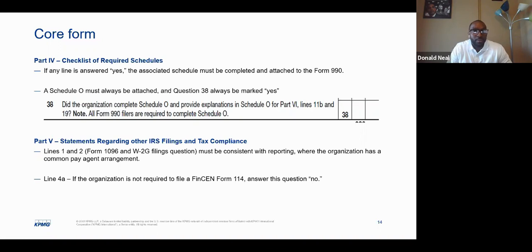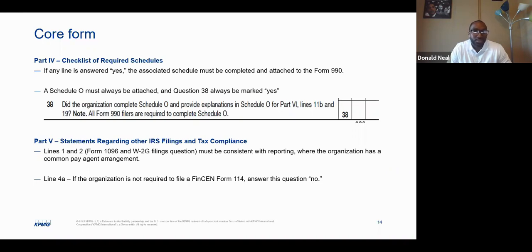In regards to Schedule O, question 38 should always be marked yes, because chances are there are some narratives within the return that are going to flow over to Schedule O. As I mentioned, we just talked briefly about Part 6. It's in regards to governance, management, and policy. So there are going to be some boxes that you're probably going to check yes there as well. So pay close attention to that to make sure you're checking yes and then completing your Schedule O.